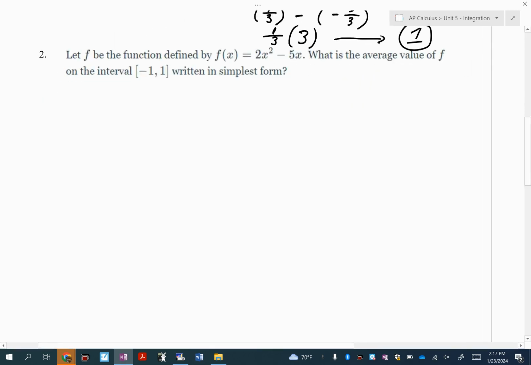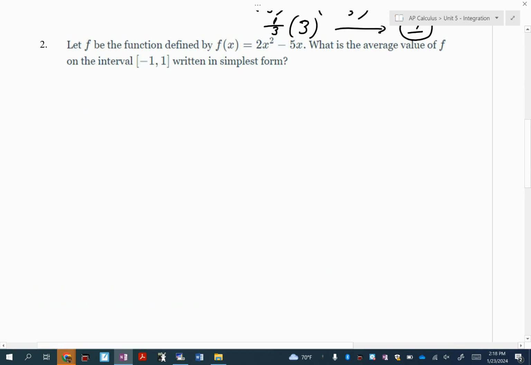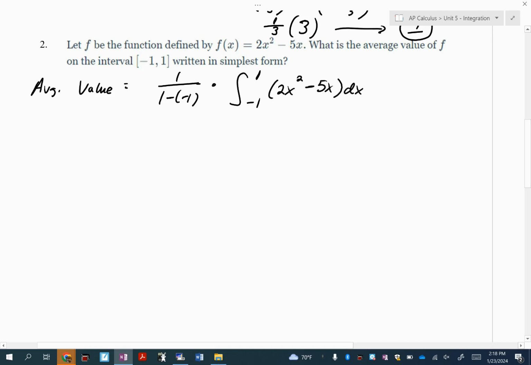Okay. Number 2. Same thing. Same setup. So average value is 1 over the distance from 1 to negative 1 times the integral from negative 1 to 1 of 2x squared minus 5x dx. Remember, I always wait until the end to deal with that, 1 over or division. So I'm just going to focus on finding the value for this integral first.